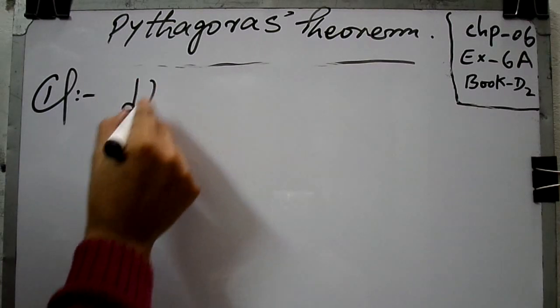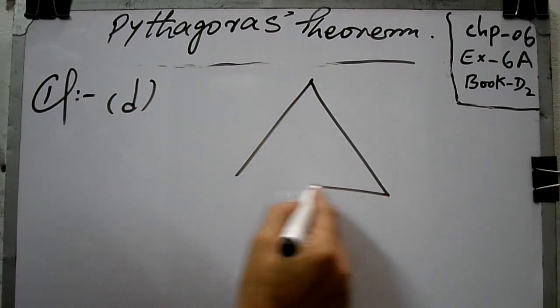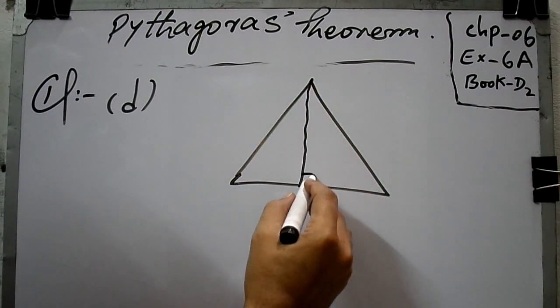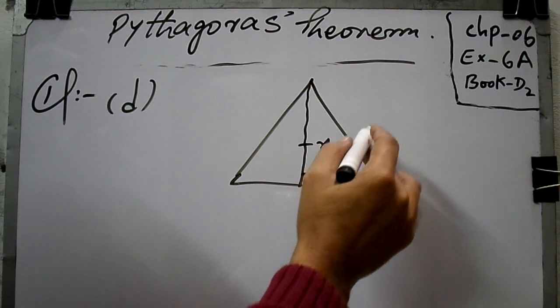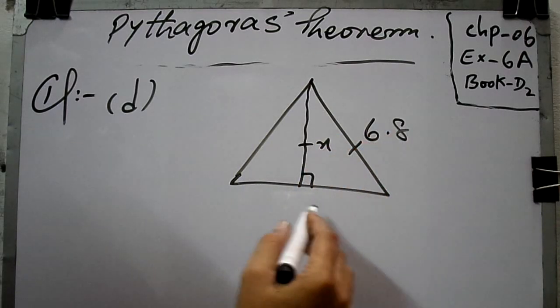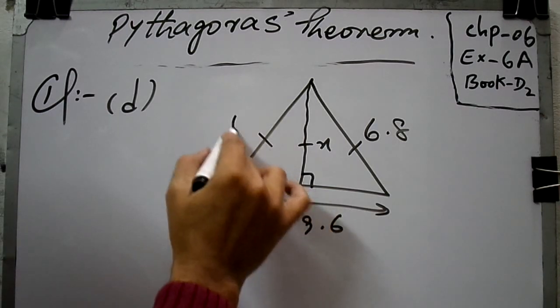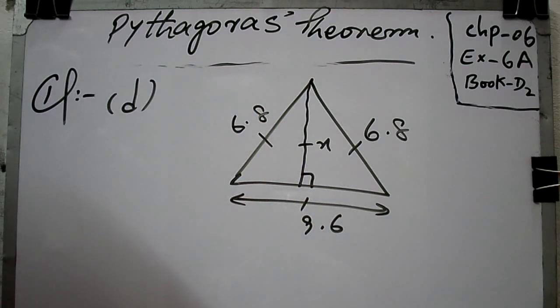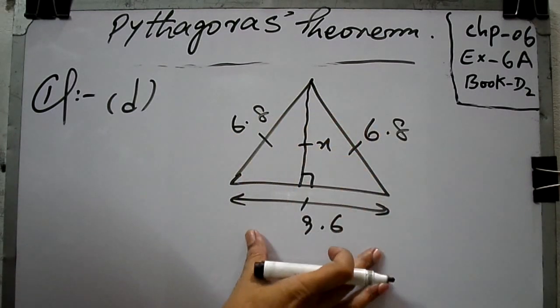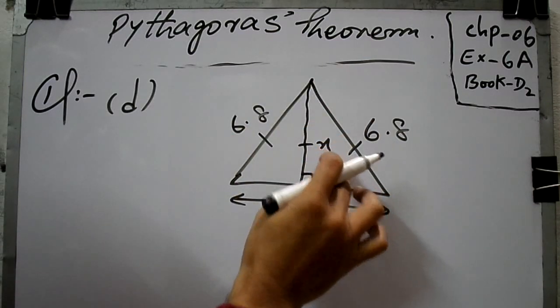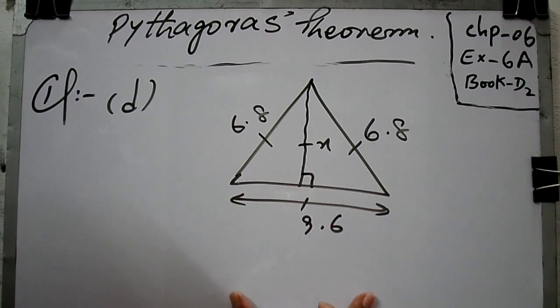In part D, you can see this type of triangle is given: this portion is your 90, that is your x, that is your 6.8, and the whole length is 9.6, and that is your 6.8. It must be an isosceles triangle because two sides are equal. But you cannot apply Pythagoras theorem to the whole thing, because you can take only the triangle which has a 90 degree angle. So this will be helpful to you.